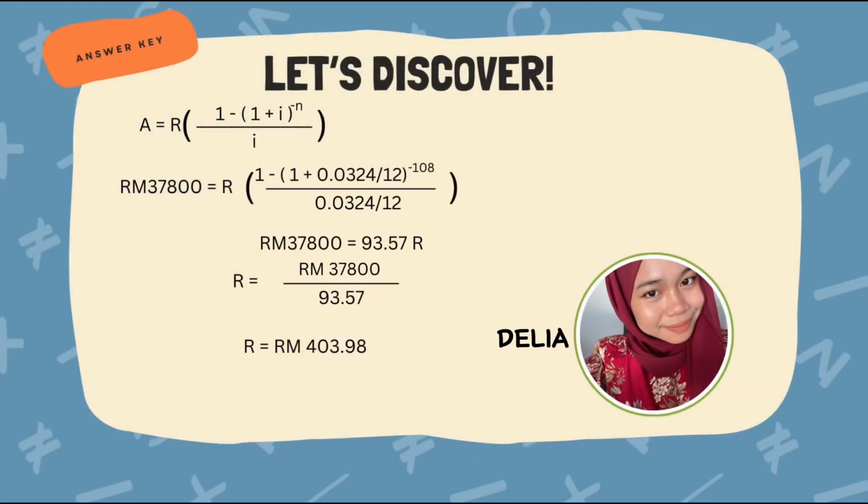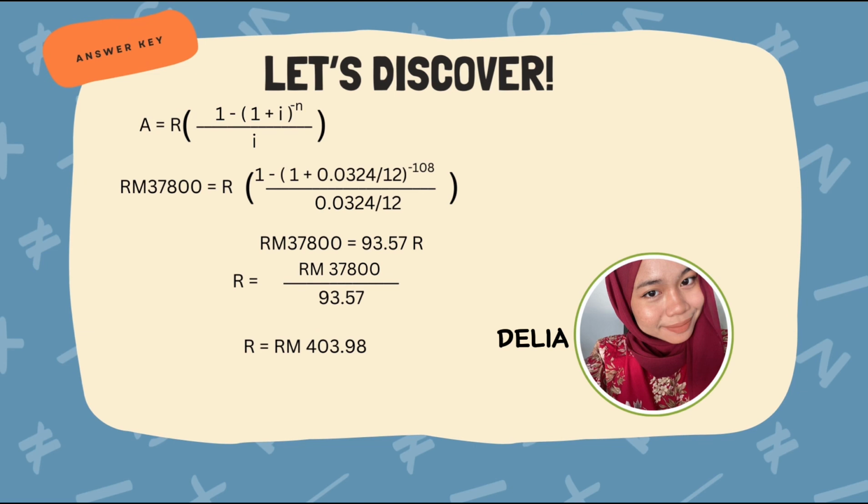For this question, you need to abstract all the information given in the question, which is A equals to 37,800, I equals to 0.0324 over 12, and N equals to power of negative 108.